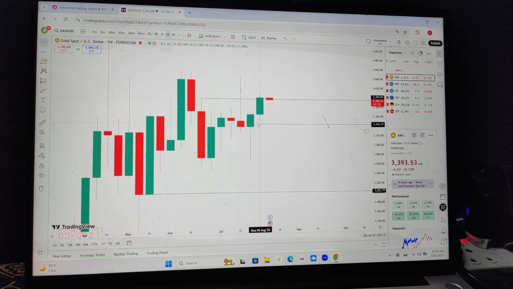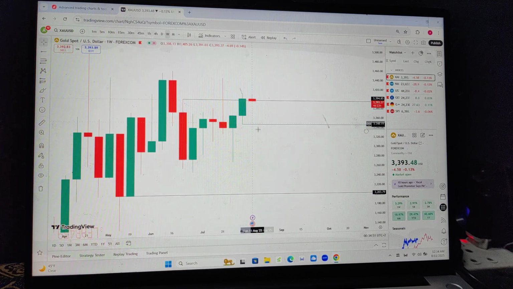So we're looking for a push down and a break below this wick, below this candlestick that closed above a weekly candlestick that broke structure. So that's what we're looking for this whole week. This whole week it's gonna push to the downside.